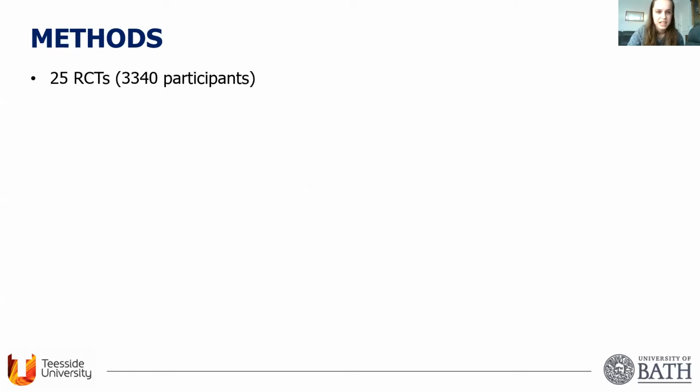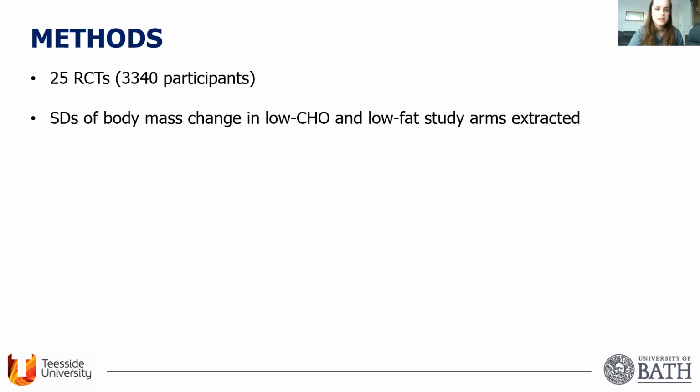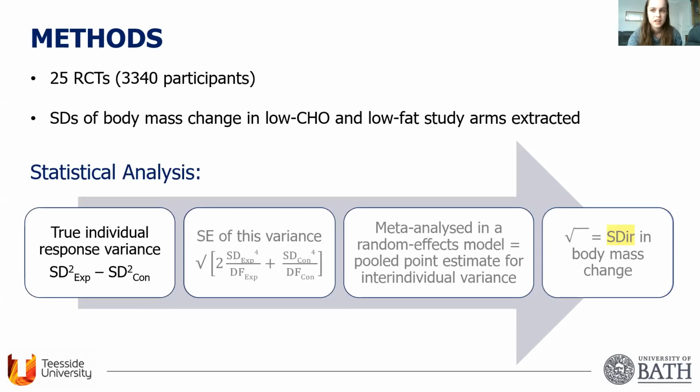These participants were aged 18 or older, inclusive of both sexes, all levels of adiposity, and both healthy and diseased populations. From these studies, we extracted the standard deviation of the body mass change in the low carbohydrate and low fat study arms. For each study, the true individual response variance was quantified as a standard deviation of the change in the body mass in the intervention group minus the control group. Standard error of this variance was then calculated for each study using the degrees of freedom of the standard deviation in the intervention and control groups.